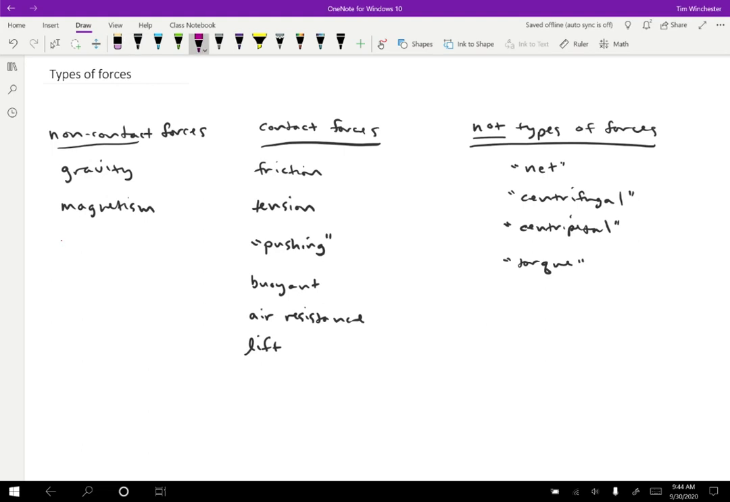So one is the electric force. I'm just changing color because these are, I think, less common and a little weirder. So the electric force is what you may know as static electricity. So if you rub a balloon on your head and then your hair is attracted to the balloon, that's a force, and that is what we call the electric force.